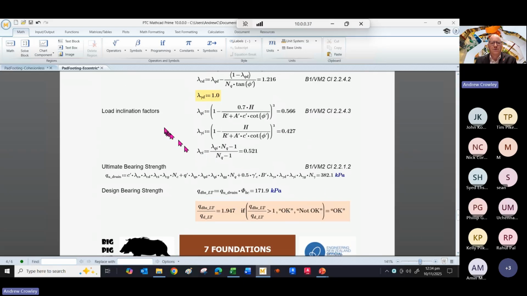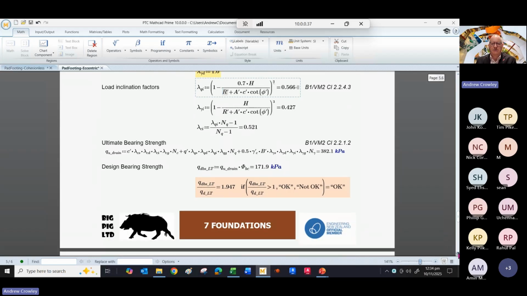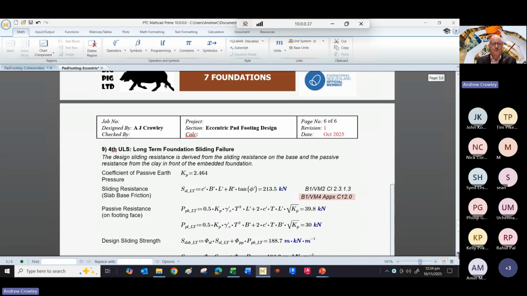Again, rework out what the load inclination factors are, because we've got different values for our reaction and different values for our effective areas. And we put it into the very long equation again and work out that our ultimate bearing strength is 382, so our design bearing strength is 171.9, so it's significantly higher than the applied bearing strength, so we're okay.